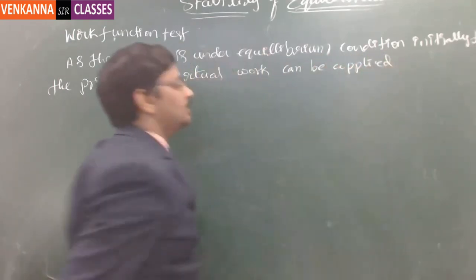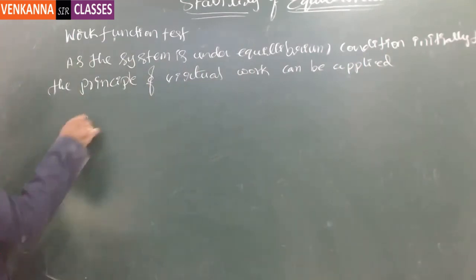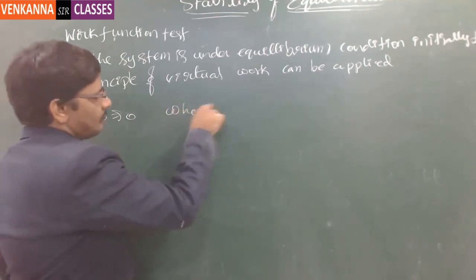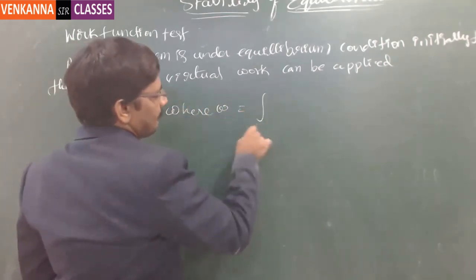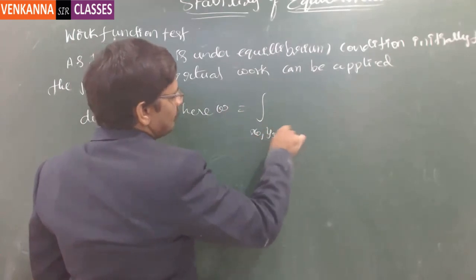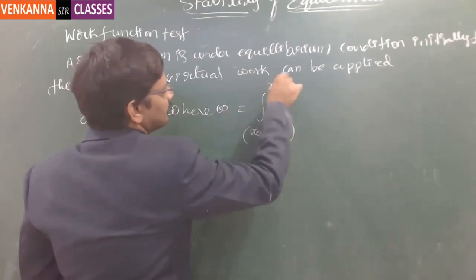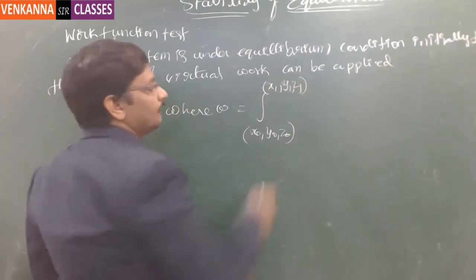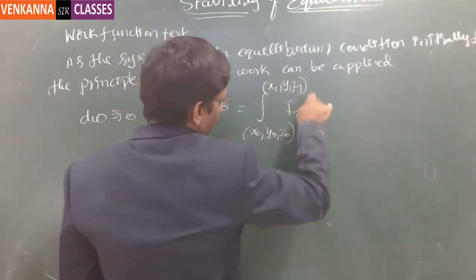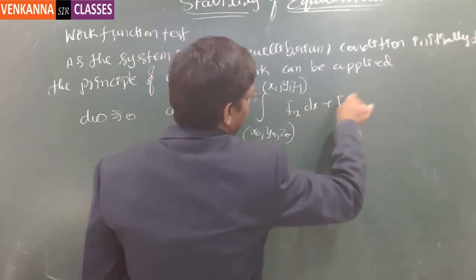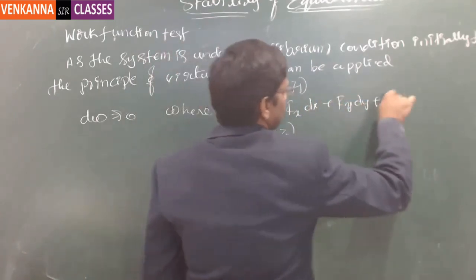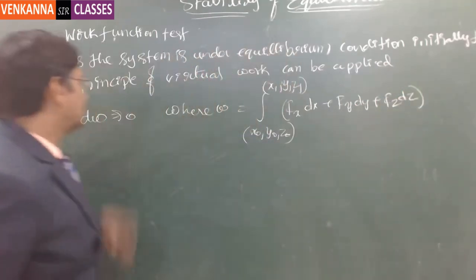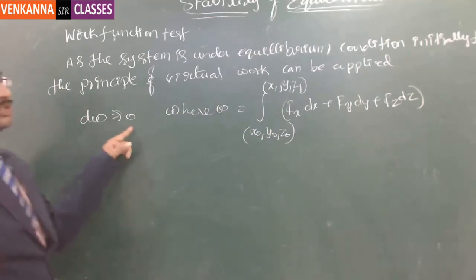So if you apply the principle of virtual work, then dW is equal to 0, where W is equal to the integral from the initial position to the final position, x1, y1, z1, of fx dx plus fy dy plus fz dz. So this is the work function. Now this work function says that dW is equal to 0.